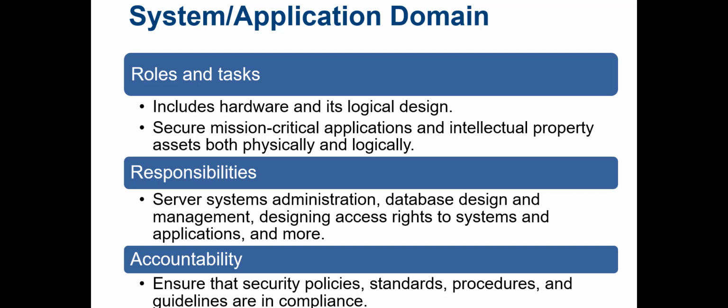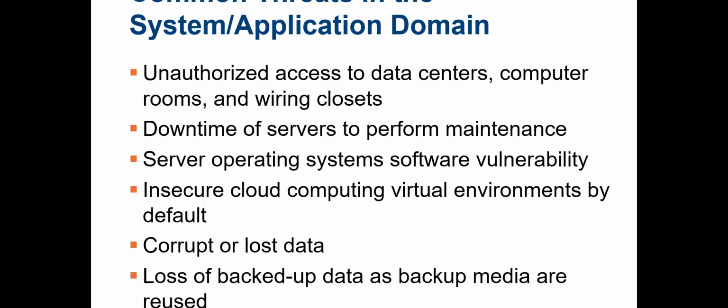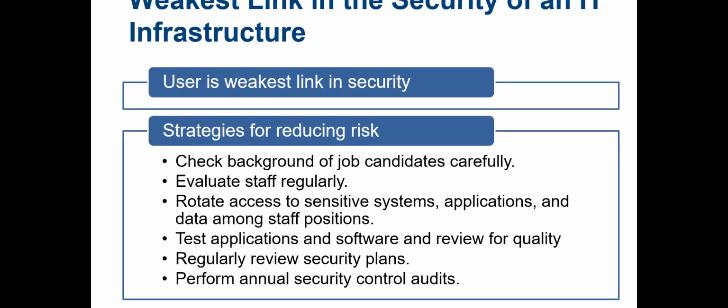For responsibilities, the responsibility for the system and application domain lies with the Director of Systems and Applications and the Director of Software Development. For accountability, the Directors of Systems and Applications and Software Development are accountable for the organization's production systems and users. Typically, the Director of IT Security is accountable for ensuring that the system and application domain security policies, standards, procedures, and guidelines are in compliance. Some common threats are unauthorized access, downtime of servers, server operating system vulnerability, insecure cloud computing, corrupt or lost data, and loss of backup data as backup media are reused.